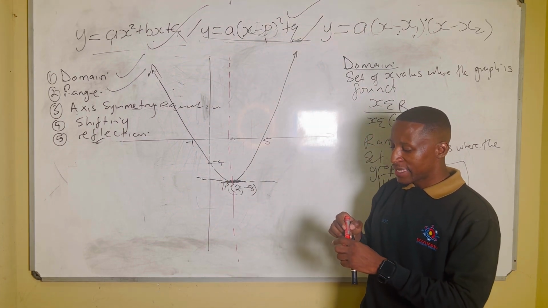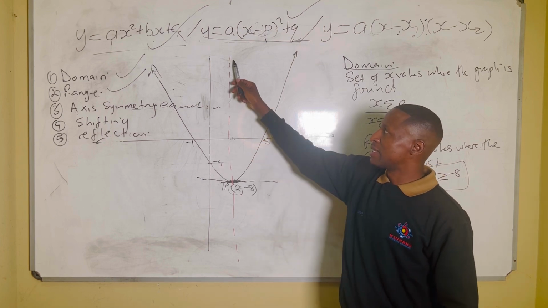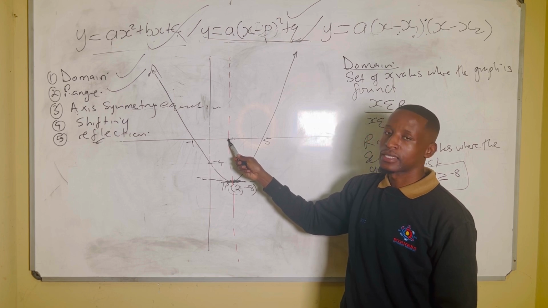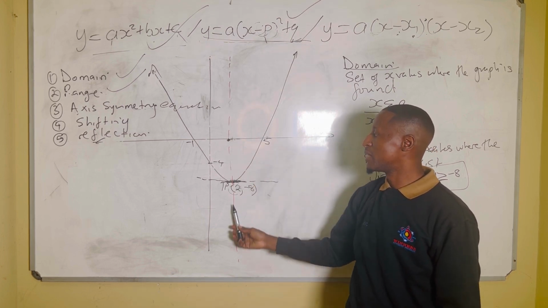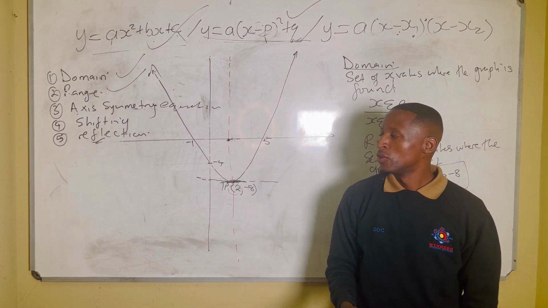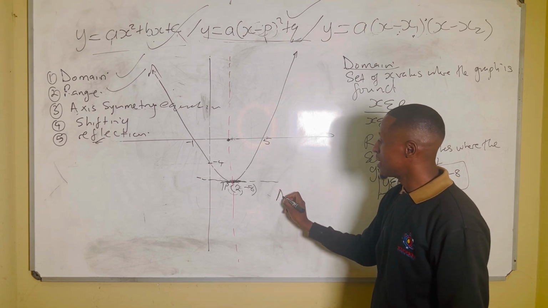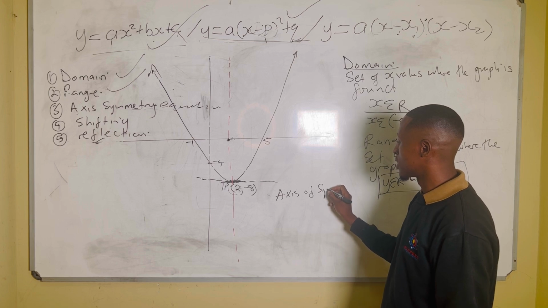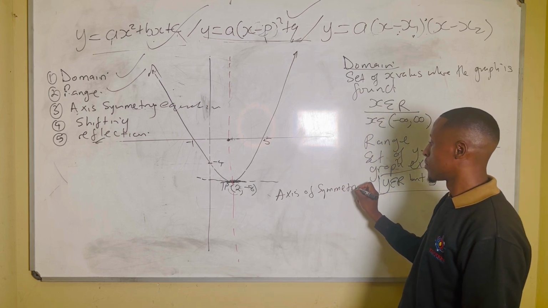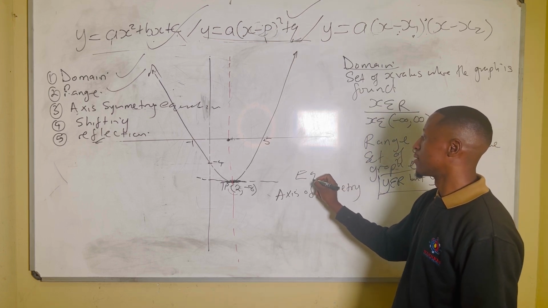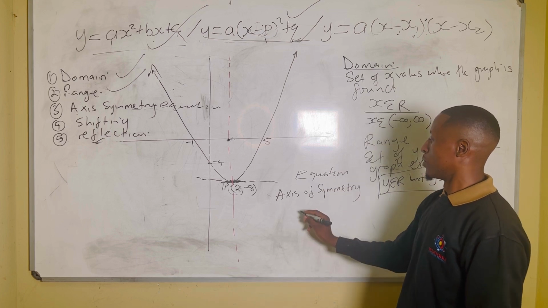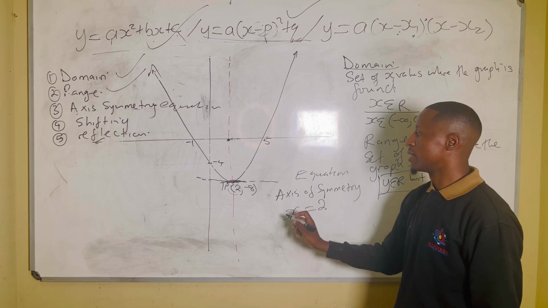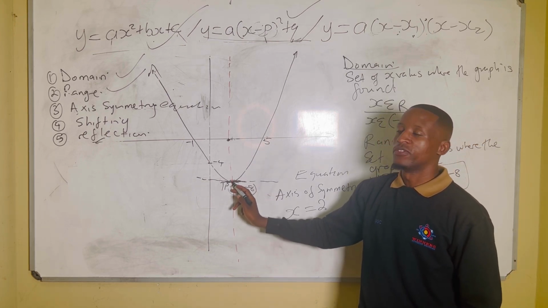But do you realize that the axis of symmetry is a line that is cutting the x-axis? Since it cuts the x-axis, our equation must be in the form of x. So our equation for the axis of symmetry is x equals 2. It cuts on the x value of the turning point.